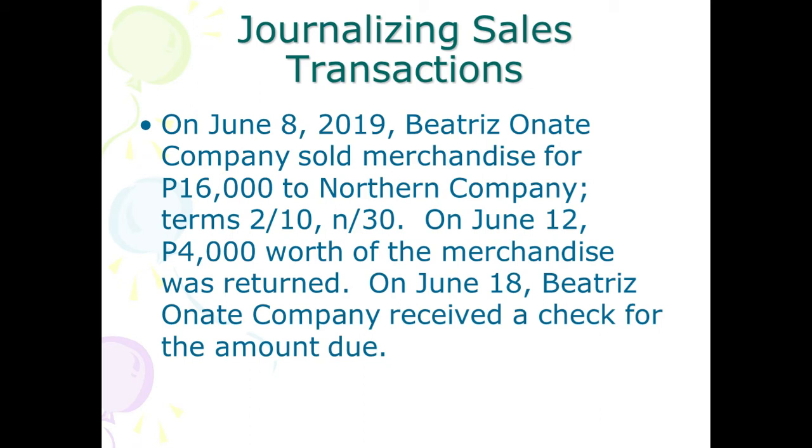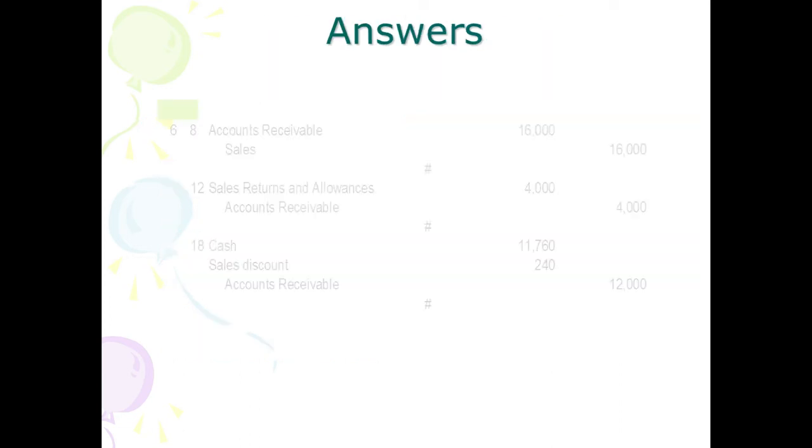Please prepare the entry for June 8. On June 8, Beatriz sold merchandise for 16,000. The terms are 2/10, n/30. Next, please write the entry for June 12. On June 12, 4,000 worth of merchandise was returned. And lastly, please write the entry for June 18, when Beatriz collected from the customer the amount due. I hope your entries are ready, and here are the answers.